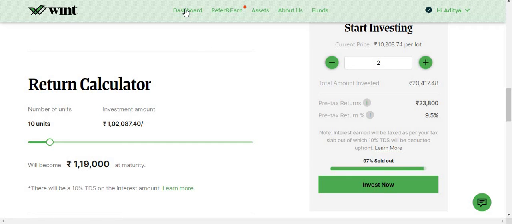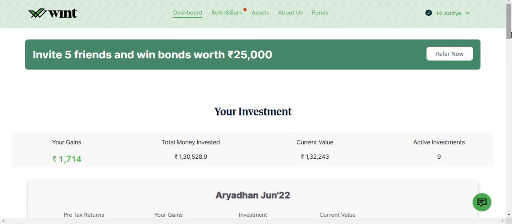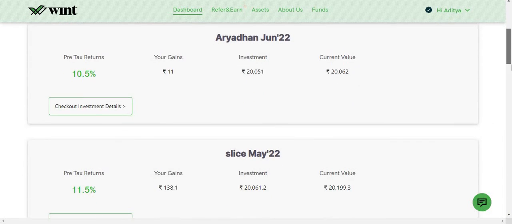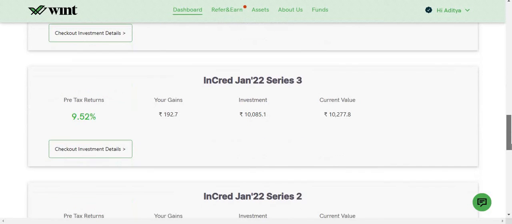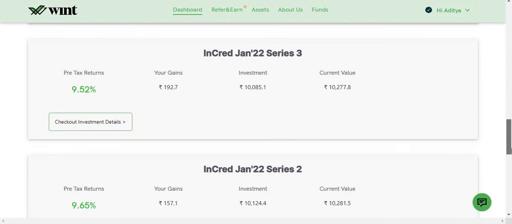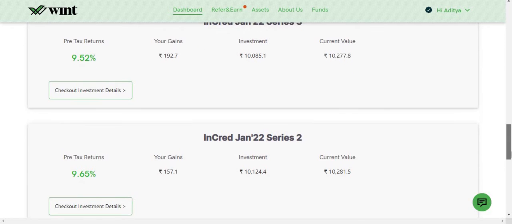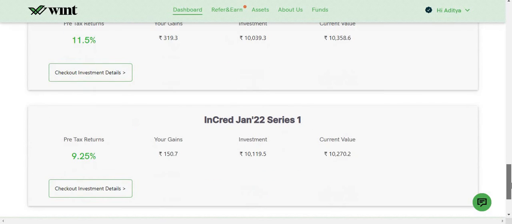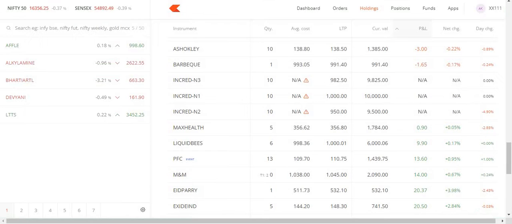Once you have invested, you can go to the dashboard and you can see all your bonds here. You can see I have invested in almost all bonds. IncRed is a listed bond. I have bought series 3, series 2 and series 1. So it should show in my Zerodha account, so I can sell or buy it if I want in the stock market. If you go to my Zerodha account, you can see here IncRed series 3, series 1 and series 2. If I want, I can buy and sell from my Demat account.